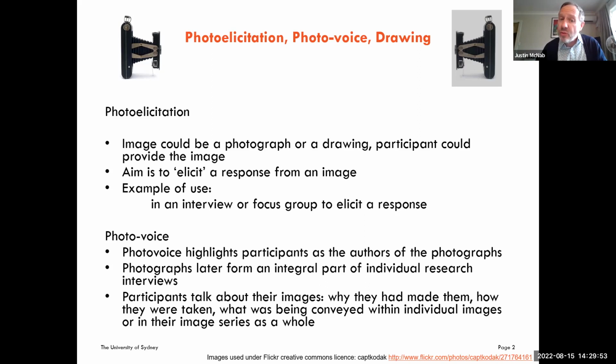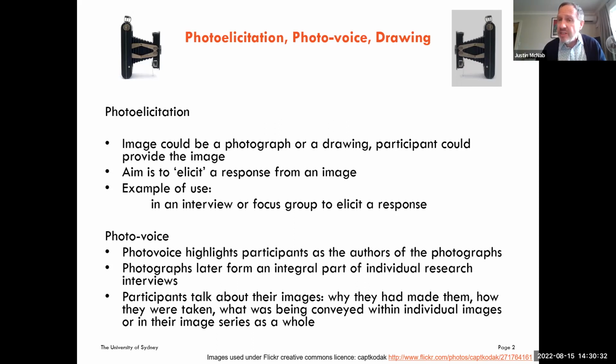There's also photo voice. This is where the participant themselves will take a photograph, and in this method, it's more likely that we, as researchers, will highlight the participants as authors of the photographs. So the photographs might form an integral part of individual interviews as well. In these interviews, the participants might talk about the images they've taken or made, how and why they were taken, and what they were trying to convey with respect to the research project.